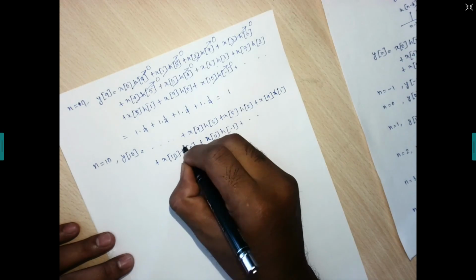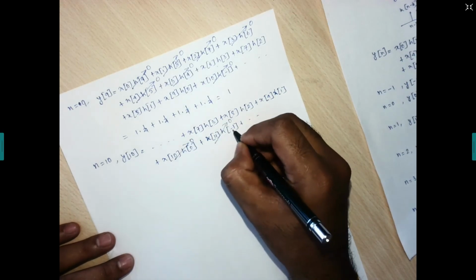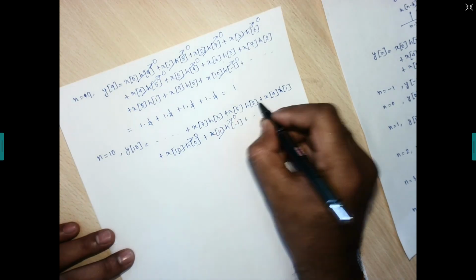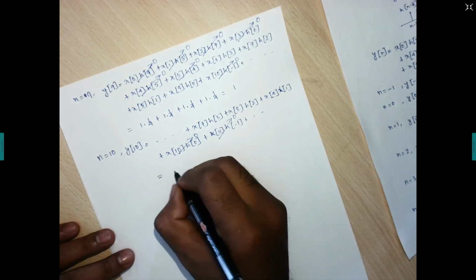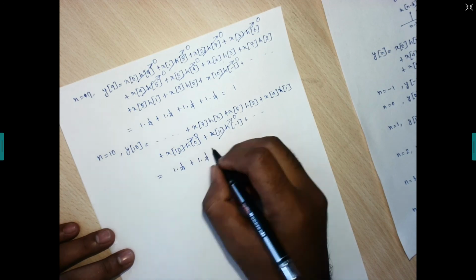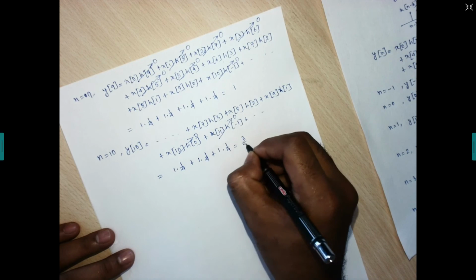So this is again 0, x of 11 is again 0. Again for this h of minus 1, it is again 0. So 0, 0, all those things will be 0. So we are left with 1, 2, 3. So it is 1 into 1 by 4 plus 1 into 1 by 4 plus 1 into 1 by 4. So again 3 by 4.